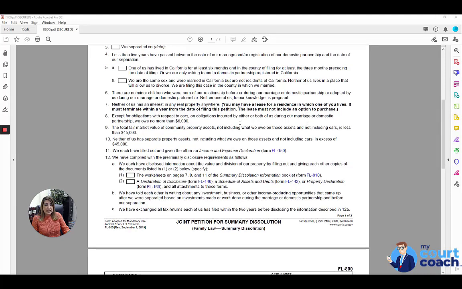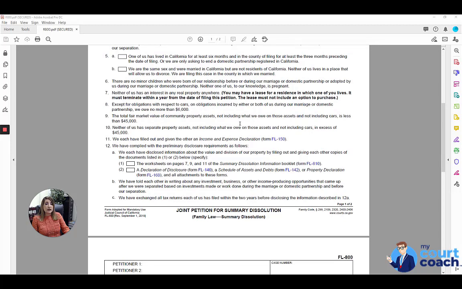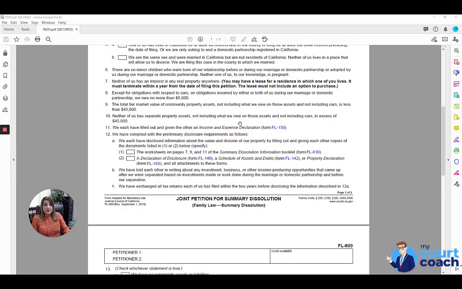Line 8 indicates that the obligations incurred by either of you do not total more than $6,000, and that is excluding cars. Line 9 indicates that the total fair market value of your community property assets, and this is your net value, not including cars, is less than $45,000. Line 10 assures that neither of you have any separate property assets, again, not including cars, in excess of $45,000.